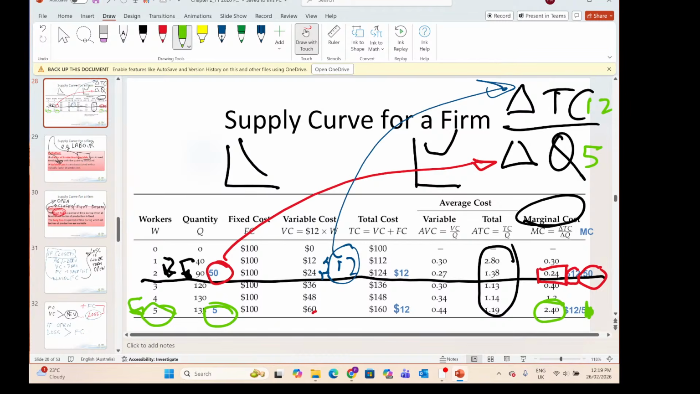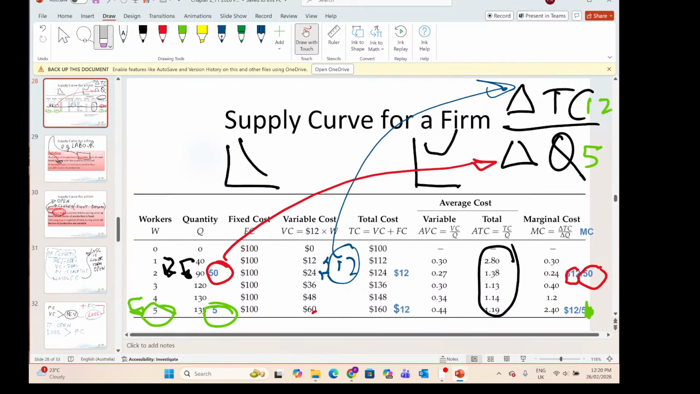What I would like you to notice about the right-hand column, the marginal cost column, is this. You can see that the marginal cost fell at first. Why did it fall? It fell from 30 to 25. The reason is that over on the left-hand side, the marginal product rose. The second worker added more than the first worker. So we paid the second worker the same as the first worker, but they actually added more to production.